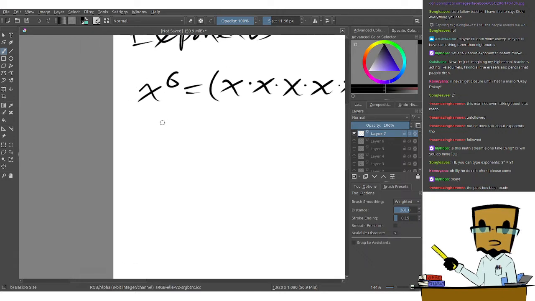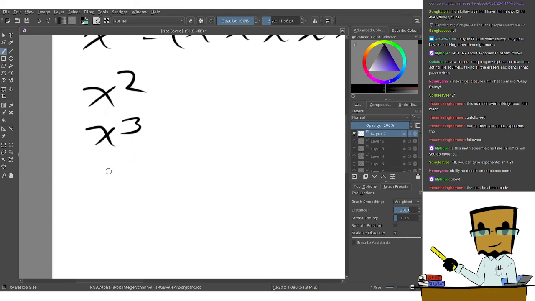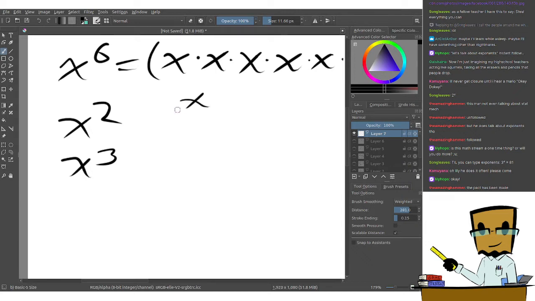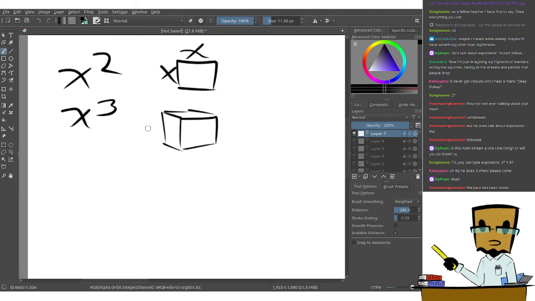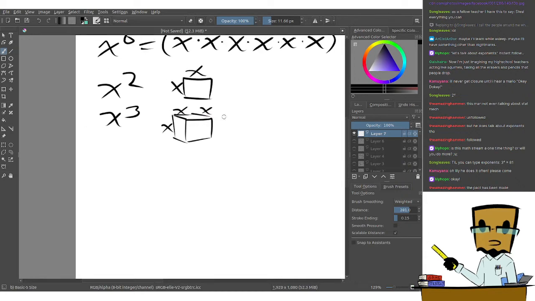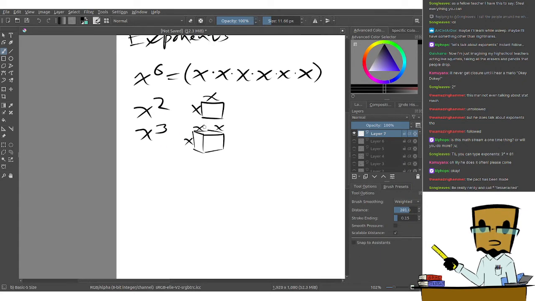The basic way to think about it, the reason why they call it squared for the power of 2 and cubed for the power of 3, and they don't call it hypercube for the power of 4: x times x is the same as finding the area of a square, and x times x times x is the same as finding the volume of a cube. That's why squared and cubed are there.